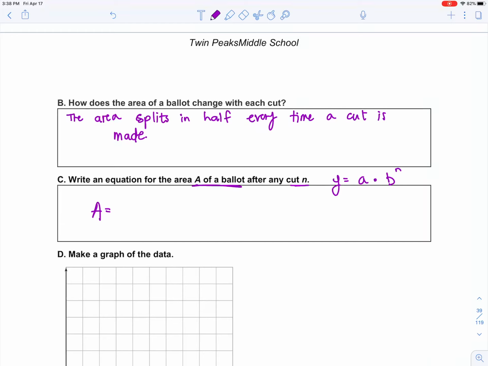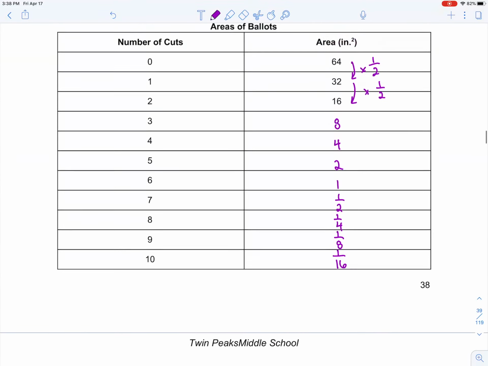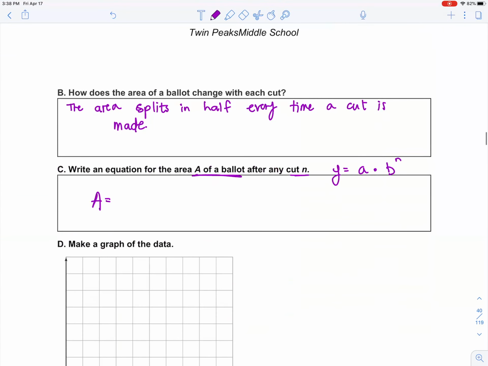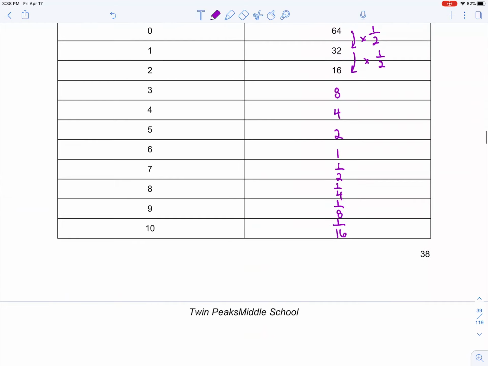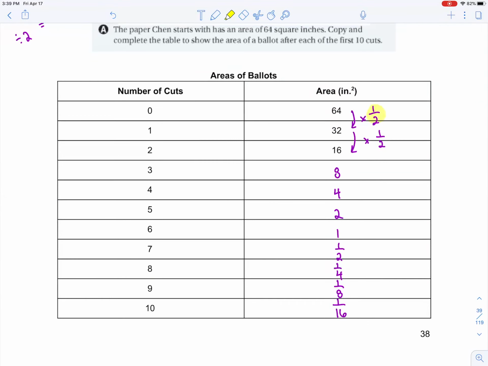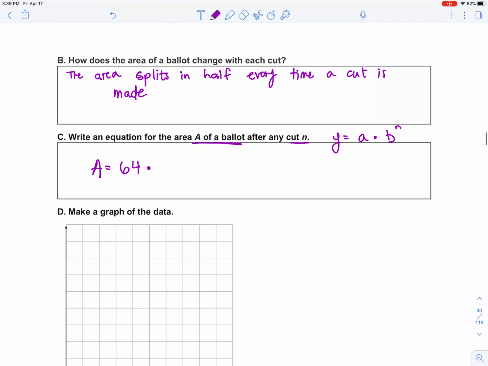The area of a ballot is equal to our initial value. Well, what did our ballot start out with? It's at 64. So 64 is our initial value, and we are multiplying that not by a growth factor this time, but by a decay factor, which we defined right here. The number that we are multiplying by every single time we increase the number of cuts. So we are multiplying by 1/2. I'm going to use parentheses here, multiply by 1/2, and then that is raised to the nth power. And there we have a lovely equation.